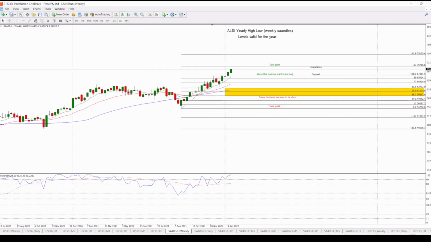Currently on the Aussie weekly high low, monthly high low, yearly weekly time frame, trading above that 100 level. Open target of resistance and the profit level is that 127. We are currently still aiming for that level. You can see on the Aussie we have gapped up quite a little bit today. So let's see if we actually do reach that 127 level.